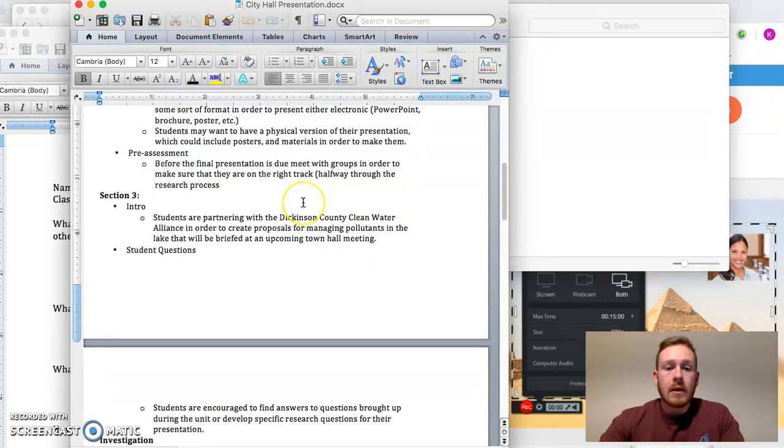And then the pre-assessment, this isn't necessarily a pre-assessment, but making sure that you meet with groups about halfway through to make sure they're on the right track as far as their research is concerned, and if they're asking the right questions, if they need any help. It's not necessarily a pre-assessment, it's kind of a mid-assessment check.